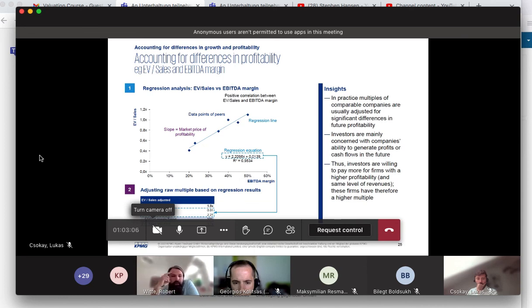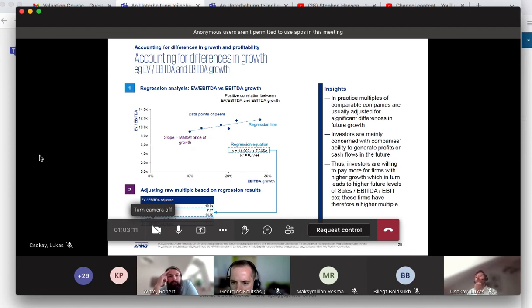And the same picture you see for growth. So you would adjust your EV EBITDA multiple, right, for any differences in growth. Because when you're using an EBITDA multiple, or any profit multiple, right, EBITDA multiple, EBIT multiple, or PE multiple, you already factor in the level of profitability. So you don't have to adjust the EBITDA multiple for the EBITDA margin, because you're using the EBITDA, right?